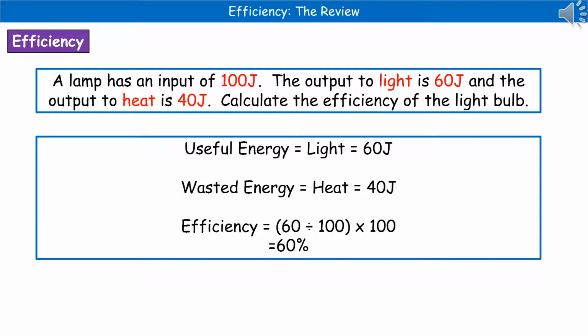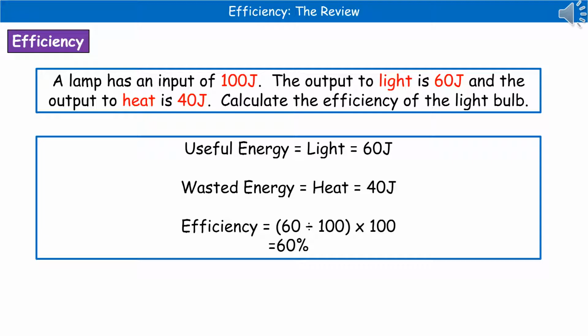Then we need to consider what the actual purpose of the light bulb is. And hopefully that's a bit of an easy one for you. It's to give us light. So our useful energy is light, and therefore heat is a wasted energy. We don't turn on a light in order to warm ourselves up, so heat is wasted.